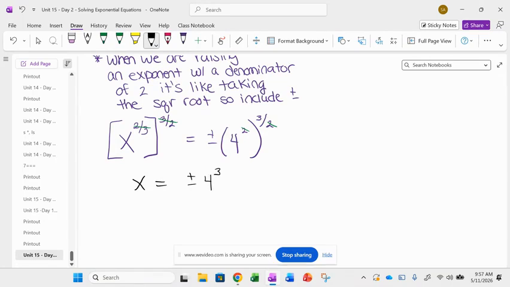Who remembers my rule for exponents? What did I always say when you have some number raised to an exponent? 5 or under, we multiply it out. Over 5, we can leave it as exponential. So 5 or under, we multiply it out. Over 5, we leave as exponential. So we're going to have x is equal to plus or minus 64. All right, let's keep going.